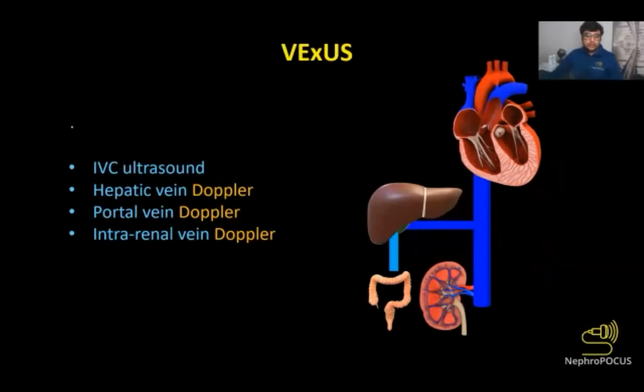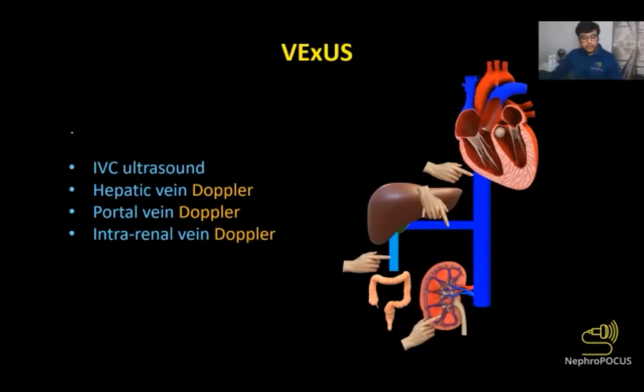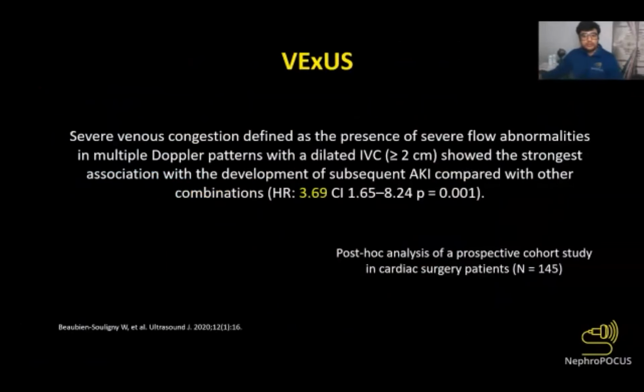So what is VExUS or venous excess ultrasound? It involves assessment of venous congestion by identifying the flow alterations in the veins at the organ level. It involves inferior vena cava ultrasound, hepatic vein Doppler, portal vein Doppler, and intrarenal venous Doppler to assess these flow alterations. So where does this VExUS come from?